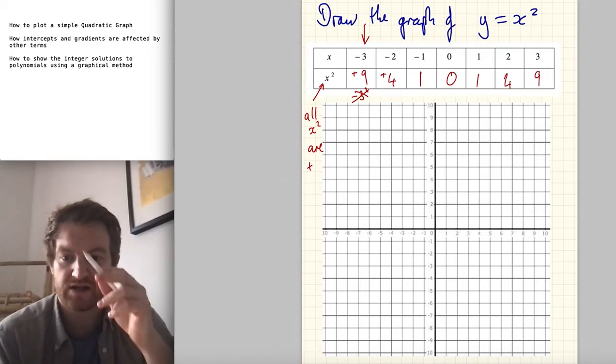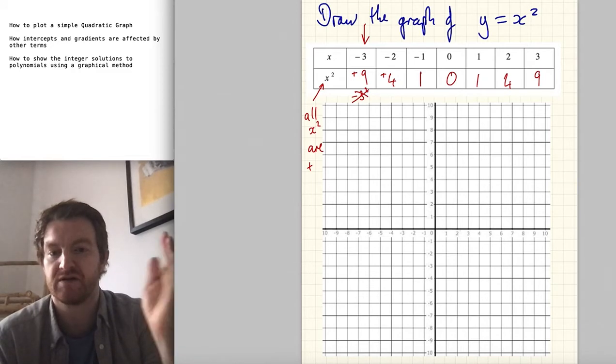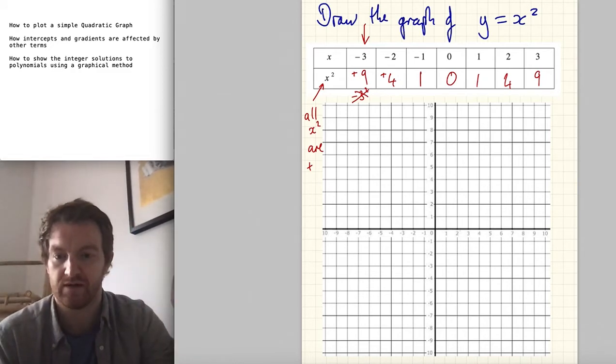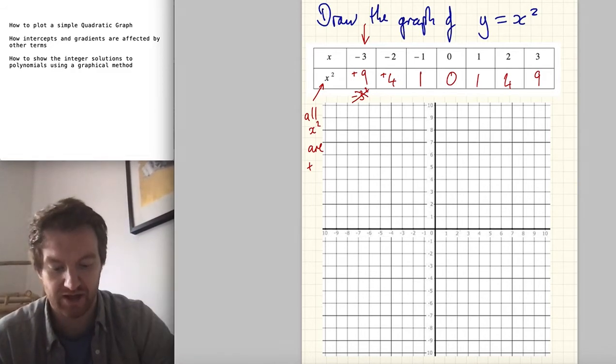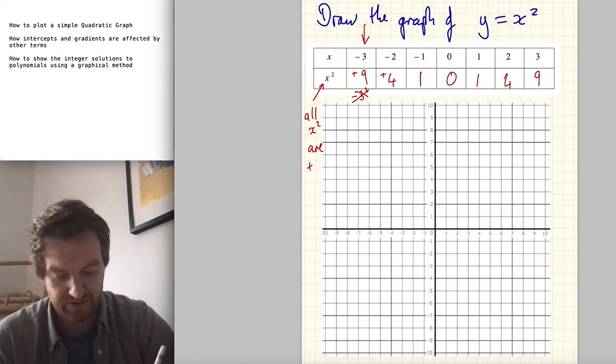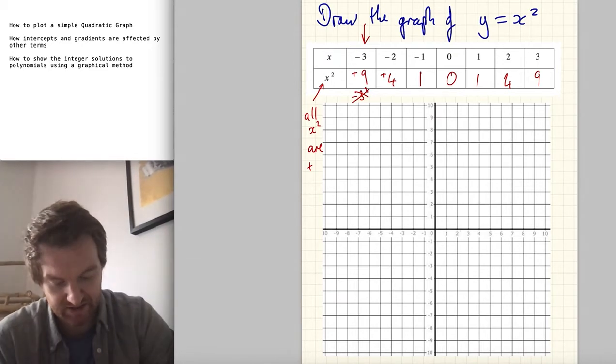So when we look at these, we can see it kind of mirrors. You've got 9, 4, 1, 1, 4, 9. And this is kind of shown in the graph. I can plot these on the graph. I can see that -3, 9 is going to be somewhere here. -2, 4 is here. -1, 1, 0, 0, 1, 1, 2, 4, and 3, 9.